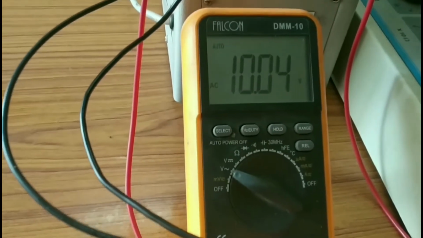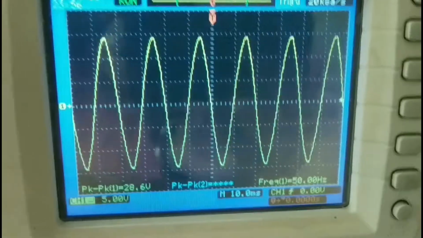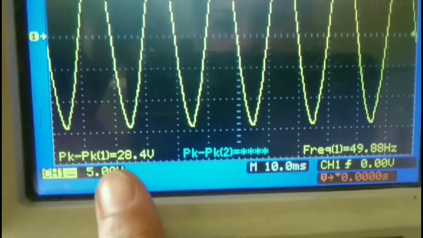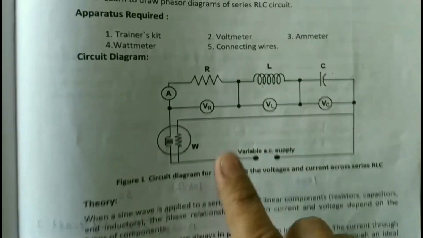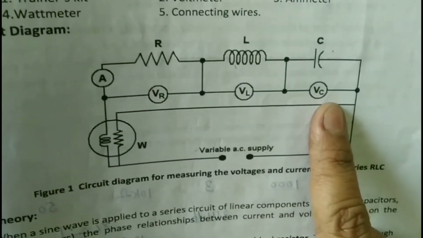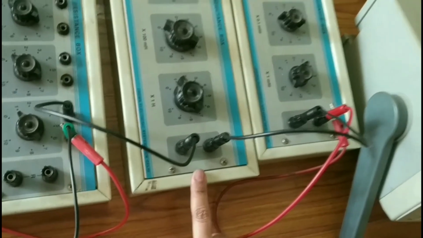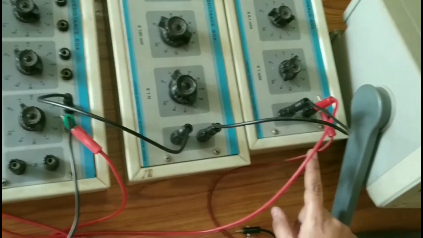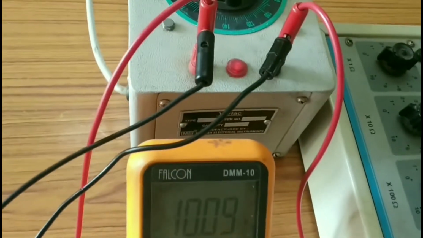With the multimeter, we are getting voltage in RMS, and with the DSO, we are getting voltage in peak to peak. This is the RLC series circuit where R, L, C are connected in series. Therefore, we will connect the loads in series. R is connected in series with L, and L is connected in series with C. We are supplying voltage with the help of the variac across this RLC connection.